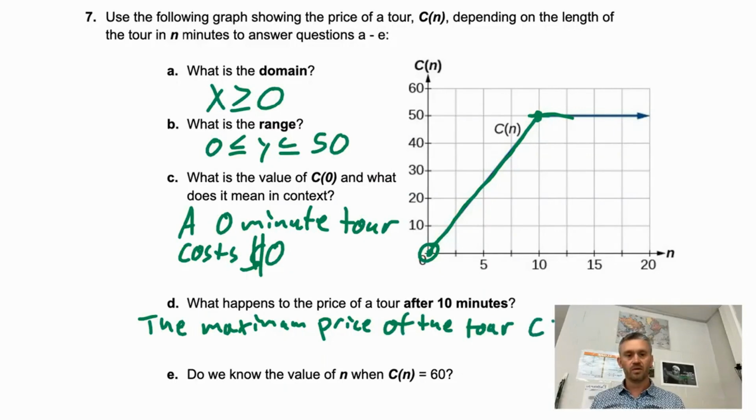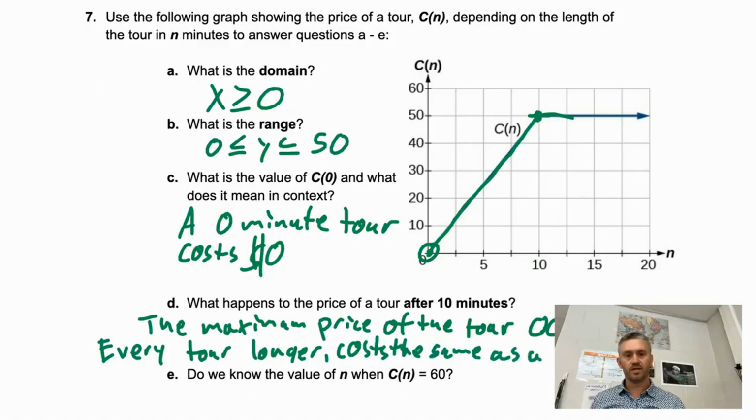So the price after 10 minutes stays at a peak of 50. And that's the max. And as we move on to E, we realize that it doesn't go to 60, correct? So we can't know that value. Alternatively, it will always peak at 50, because we don't know what happens after that graph. But it goes on straight. The price of the tour in general is just $50 after a certain amount of time. Yeah, after 10 minutes.